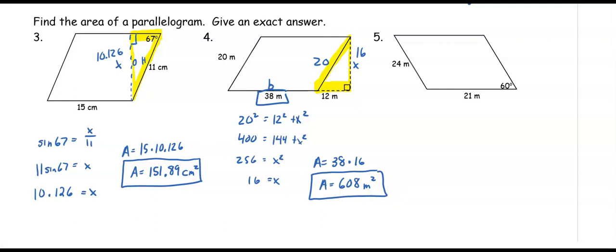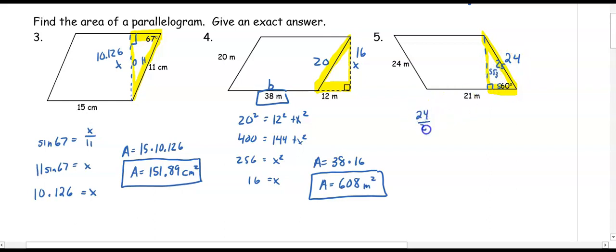In number 5, we also do not have our height, so we can draw the height in over by the 60-degree angle. The opposite sides of the parallelogram are congruent, so our opposite side's 24. This creates, in our triangle here, a 30, 60, 90 triangle. So we know that this side is 2s, the bottom is s, and the height is s root 3.